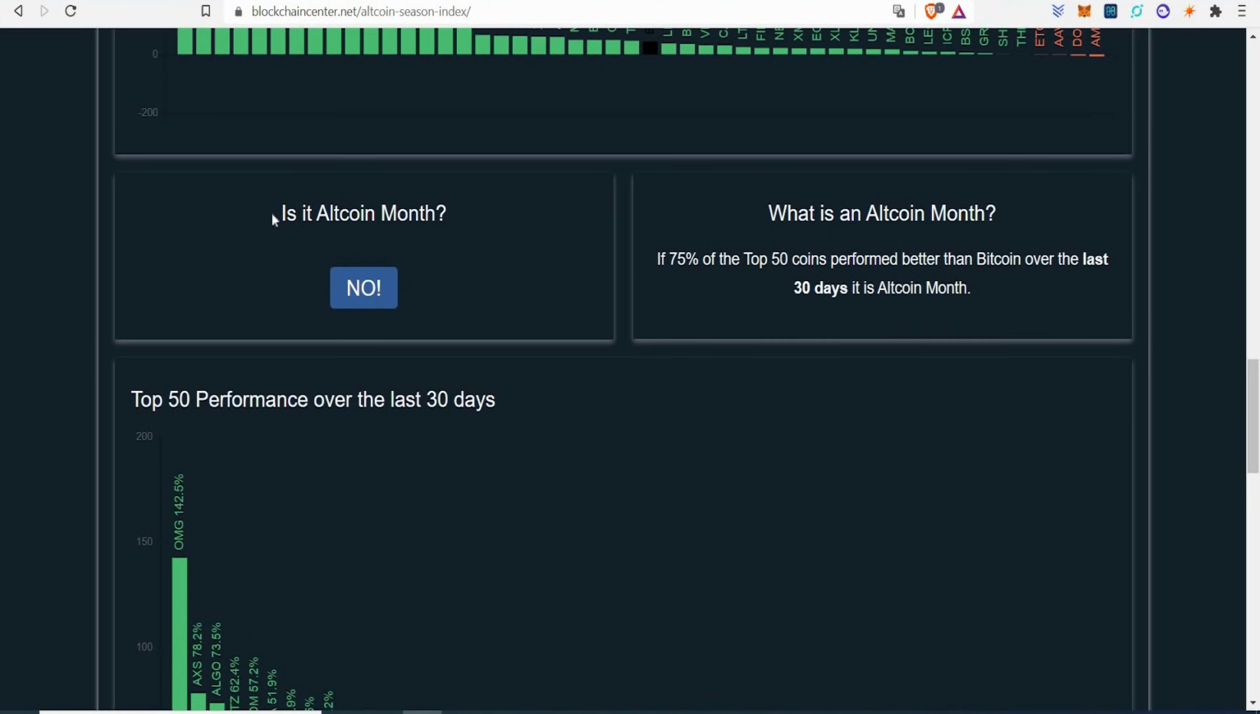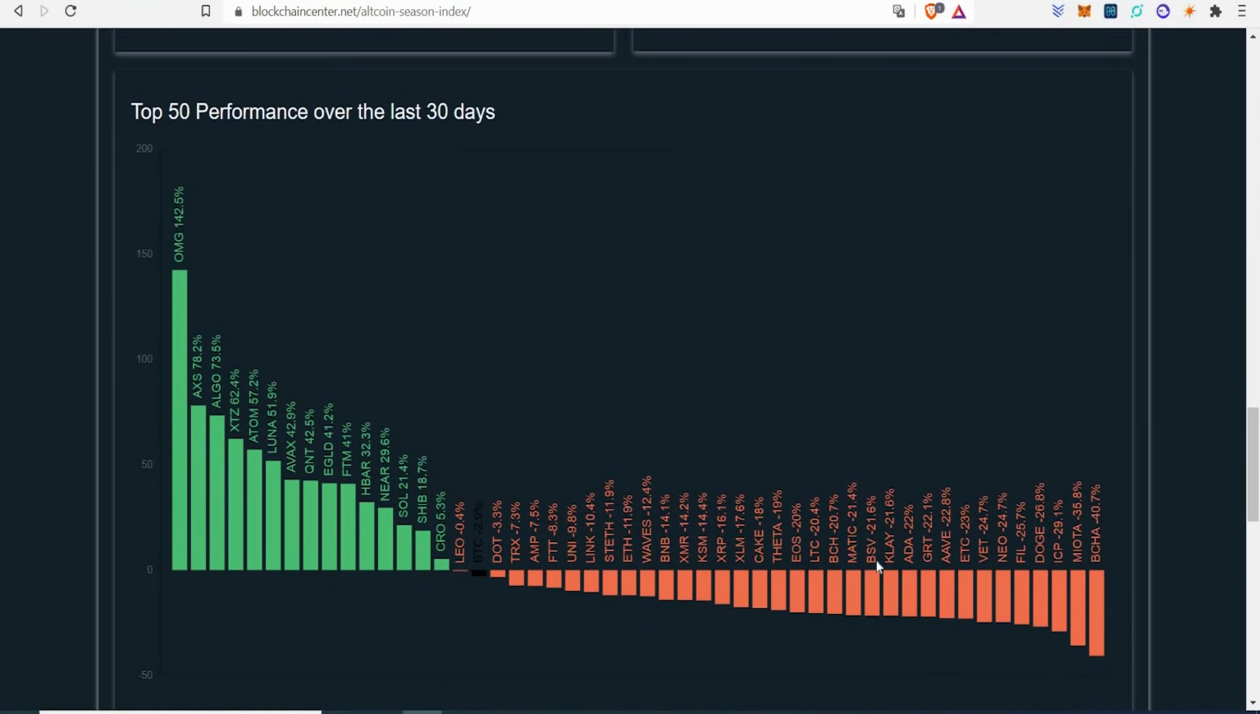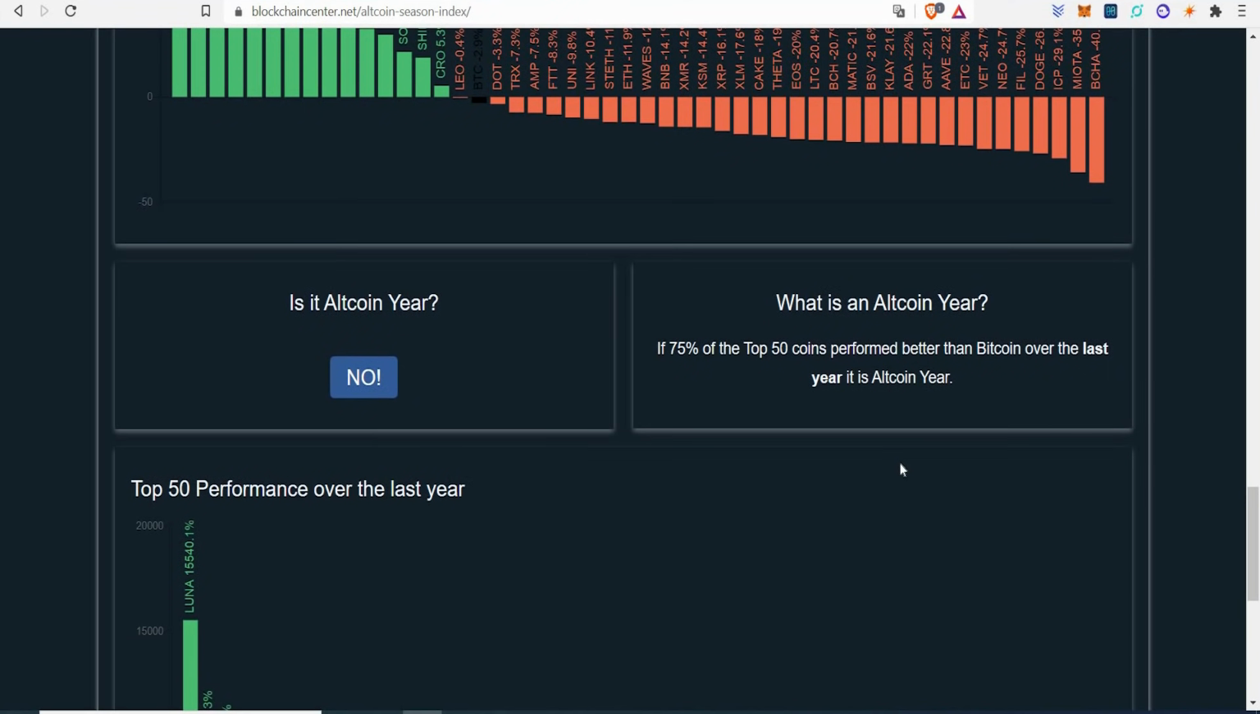How do you know when you're in a monthly alt season? Well, again, 75% has to be performing better than Bitcoin, 50 coins over the last 30 days. We can see the last 30 days, some of these have been performing worse. So we're in sort of like a neutral phase for the alt season as well. But you'll know when it kicks in.